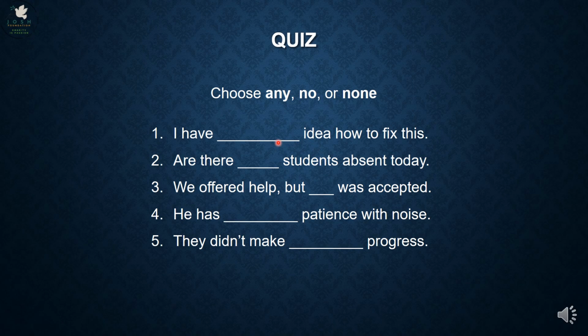Choose between any, no, and none. I have dash dash idea how to fix this. Are there dash dash students absent today? We offered help but dash dash was accepted. He has dash dash patience with noise. They didn't make dash dash progress.